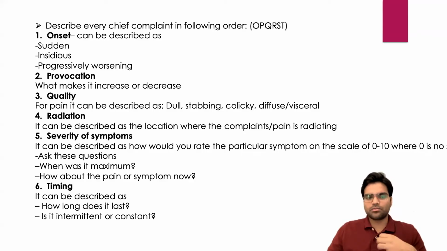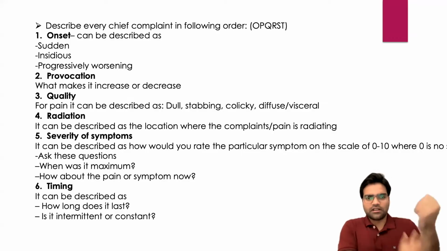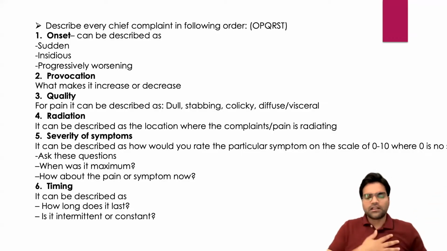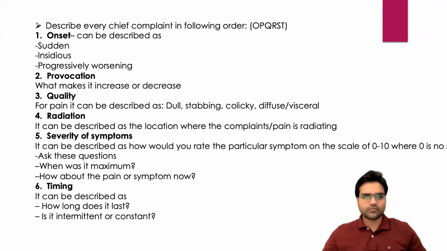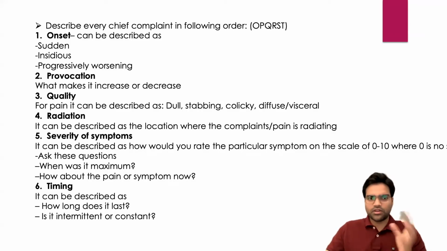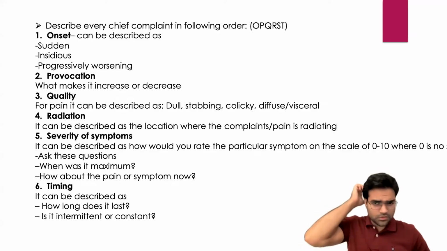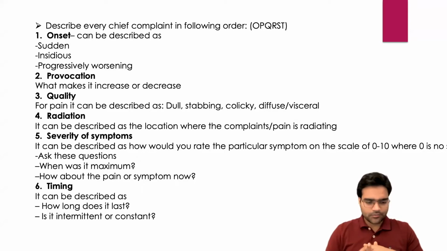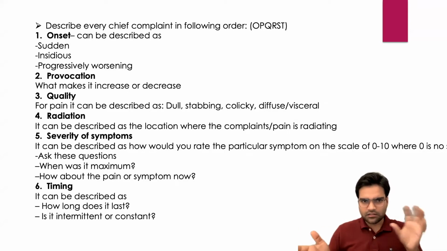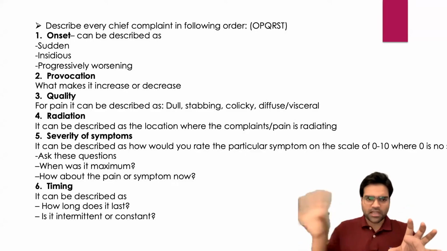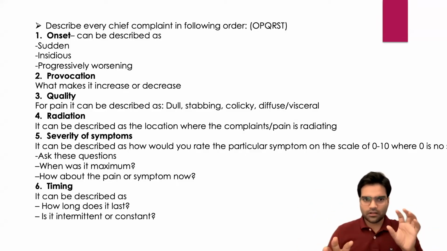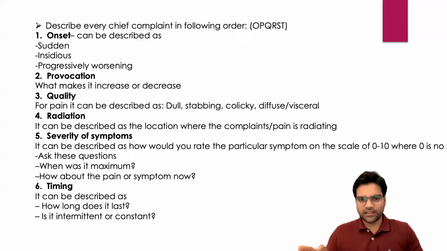And the radiation: the pain was radiating into the left shoulder, left arm, the medial side of the arm, and also the neck and jaw. So you have to cover the radiation part, and then the severity of the symptom. Usually in the American setting, you tell patients on a scale of 0 to 10, 0 being no pain and 10 being the maximum pain, how would you rate your pain?